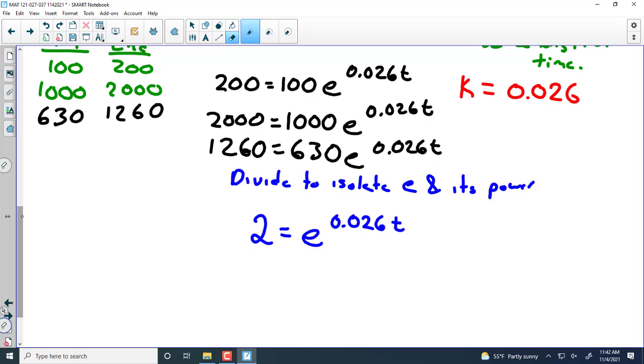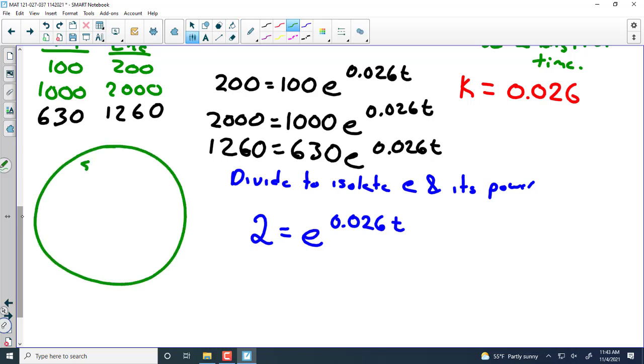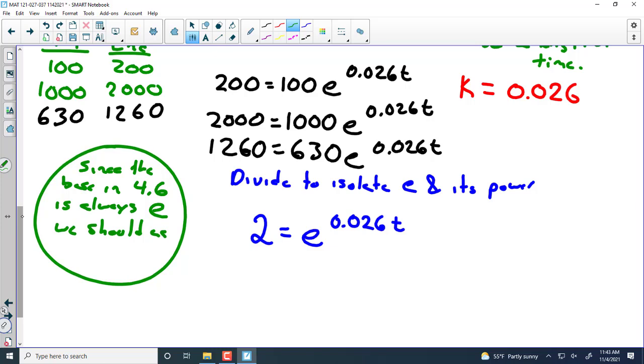Whether we started with 1,000,000 or we started with 1,000,000,000, whatever number we put on the other side is twice that, so when we divide, we end up with a 2 over there. Now, because we've taken this class and because we did section 4.5, we know how to solve for a variable that's up in the exponent. But since the base in 4.6 is always e, we should use ln, not log. Even if you're a big fan of the log base 10, we should use ln because that's the base that's in there.